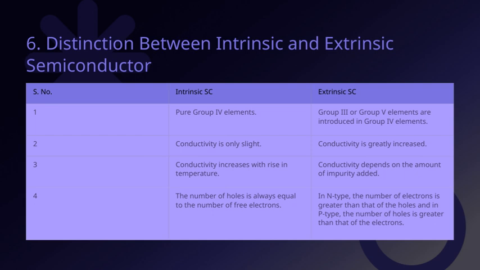An important concept here is the behavior of charge carriers. In intrinsic semiconductors, the number of holes is always equal to the number of free electrons, maintaining a balance. However, in extrinsic types, this balance shifts. In N-type semiconductors, where extra electrons are introduced, the number of electrons exceeds the holes. Conversely, in P-type semiconductors, holes are more numerous than electrons. By understanding these differences, we see how the manipulation of impurities allows us to tailor the electrical properties of semiconductors to fit various applications, which is fundamental to our overall discussion on semiconductor devices.